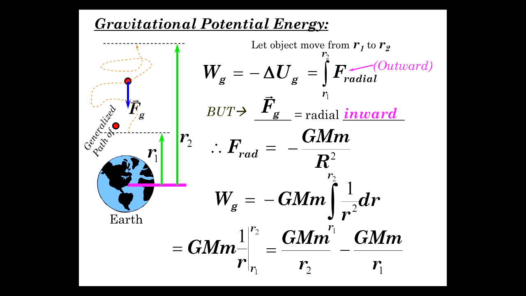Well, the question is, which of these numbers is bigger? r2 is bigger than r1, so this number is smaller than this number. This number here with the r1 is larger, so we're subtracting a larger number. The work done by gravity indeed turns out to be negative from this analysis.